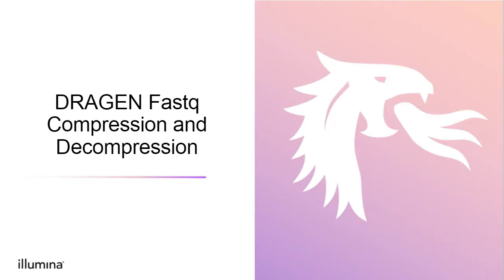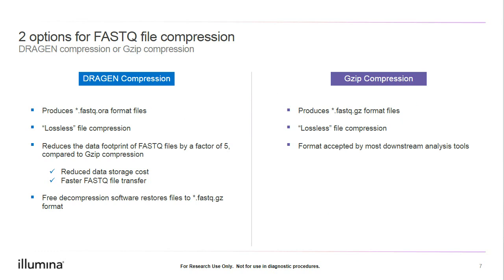Now that we know what DRAGEN is, let's talk about the ability to use DRAGEN's compression and decompression software. GZIP compression, or .gz files, is the compression format that Illumina has traditionally used for FASTQ file compression. The DRAGEN compression software will produce FASTQ.ora files, which reduces the data footprint of FASTQ files by a factor of 5 compared to GZIP FASTQ files.